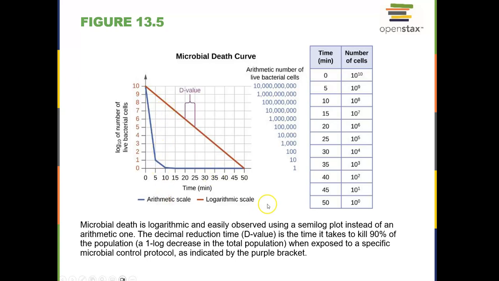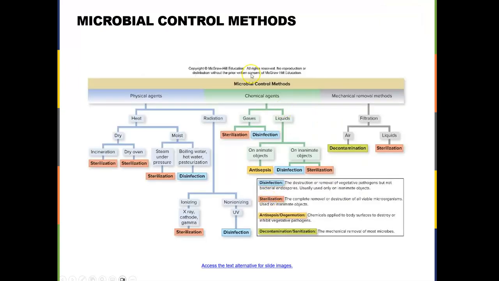Microbial death is logarithmic and easily observed using this semi-log plot instead of an arithmetic one. The decimal reduction rate is the time it takes to kill 90% of the population, or a 1 log decrease in the population when exposed to a specific protocol. So this is showing the number of bacterial cells over time. Love this. I would screenshot this as well.